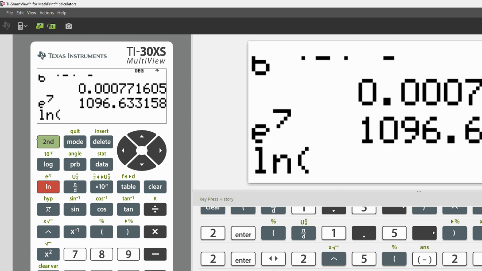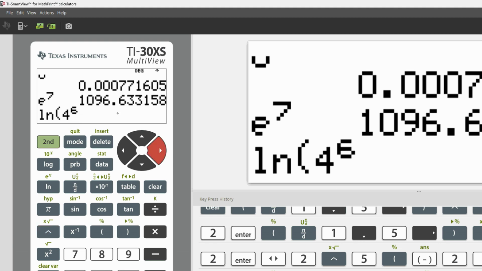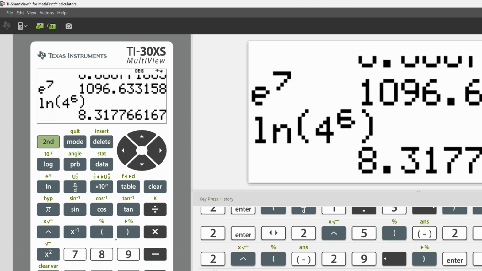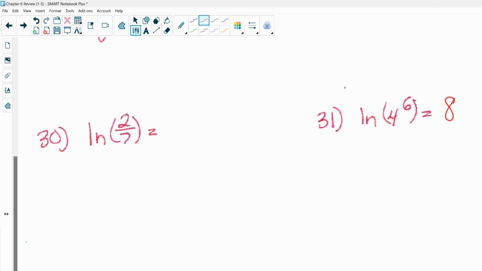Because we have ln of 4 to the 6th. 8.3177, so 8.318. We just round it. If you're not sure if you round it right, you want to give me 4 or 5 places. I'll take that. Giving me more decimal numbers is not a bad thing. All right? Because that way I can see, okay, yes, you did get the whole number.